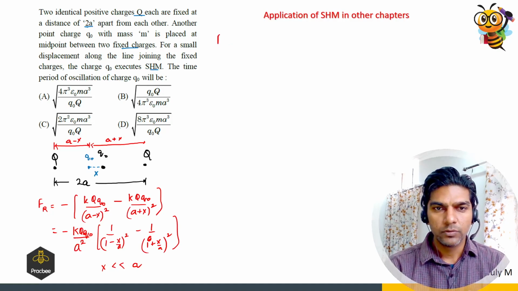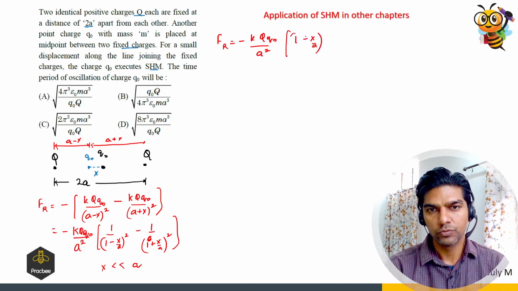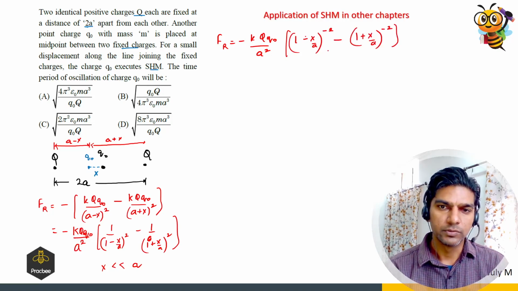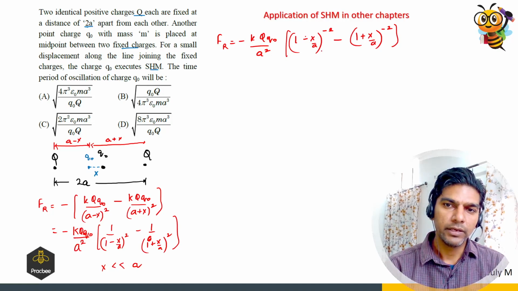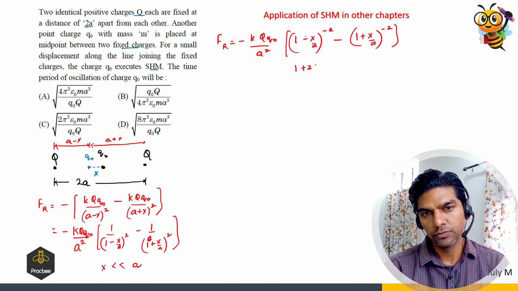So FR can be written as minus K Q Q0 divided by a square, times (1 minus x by a) raised to power minus 2 minus (1 plus x by a) raised to power minus 2. Now let us use binomial approximation. So this (1 minus x upon a) raised to power minus 2 will become 1 plus 2 times x by a, and this will become 1 minus 2 times x by a. So we got the relation.